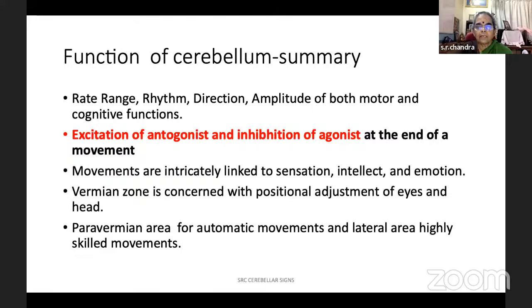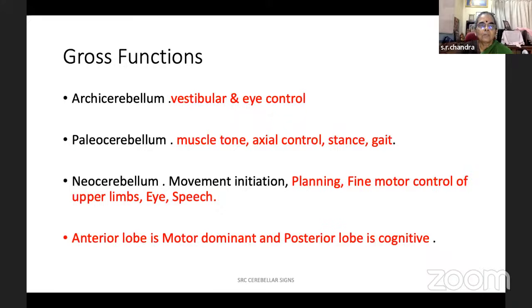And it handles retinal error, so visual sensation. So it is linked to sensation, intellect. And the vermian zone is concerned with positional adjustments of the eye and the head, and paravermian is for skilled movements and automatic movements. This is again the continuation of the summary: archicerebellum, vestibular and eye control; paleocerebellum, muscle tone, axial control and stance and gait; and neocerebellum is for planning, fine motor movements of upper limbs, eyes and speech; and anterior lobe is motor dominant, posterior lobe is cognitive.